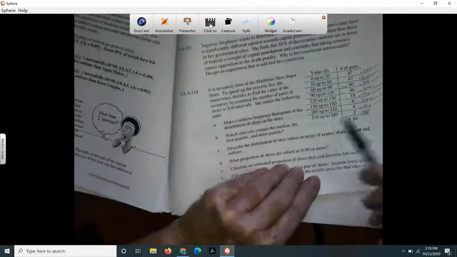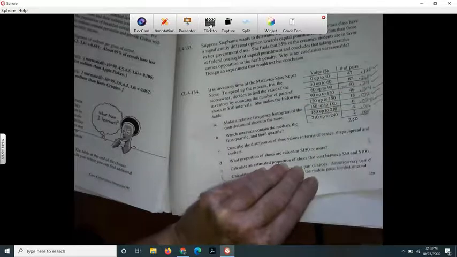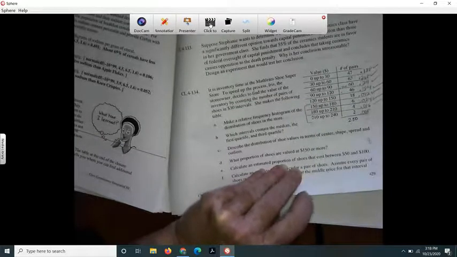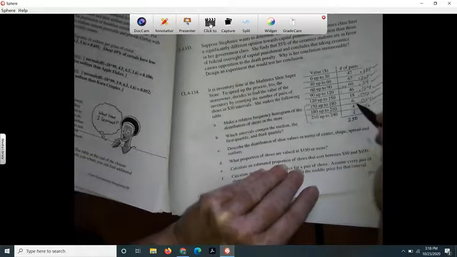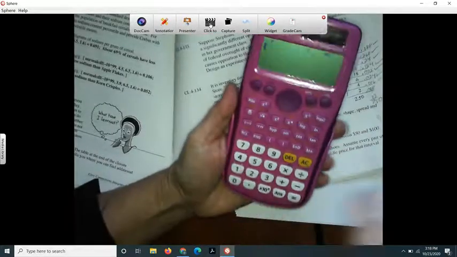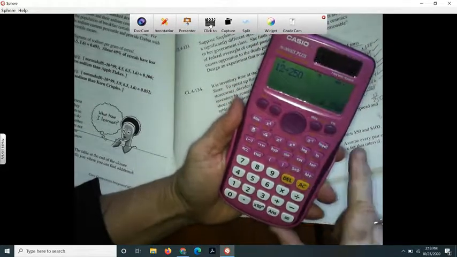Well, I can grab these 3 bins and add them up, and that would give me what proportion is $150 or more. So 6 plus 4 plus 2, and that's 12 out of 250. That gives me about 4.8.